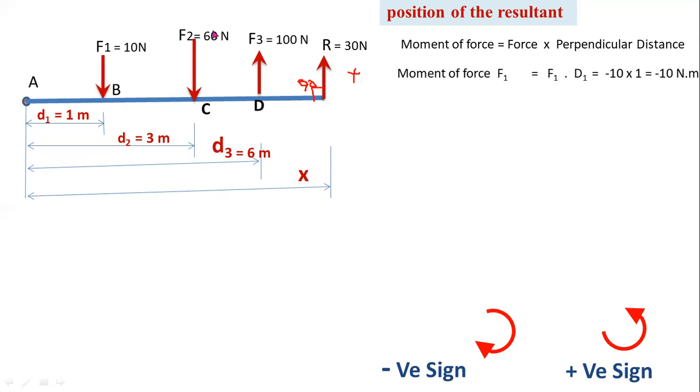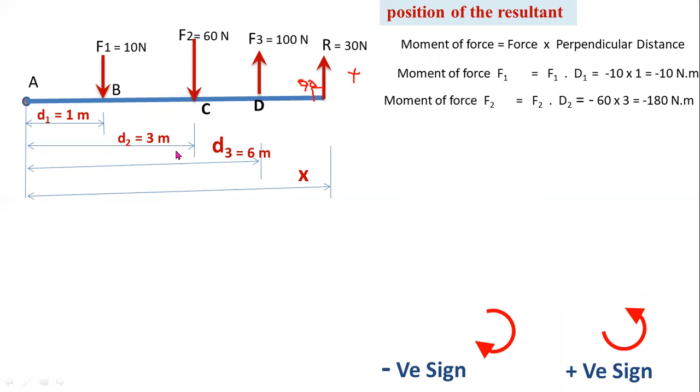Now the moment of force F2 equal to force F2 into distance between point C and A, that is D2, 3 meters. 3 meters into 60 is the moment of force. Here, this force also acting towards down. That's why it forms a clockwise couple, clockwise rotation. So you have to consider negative sign.